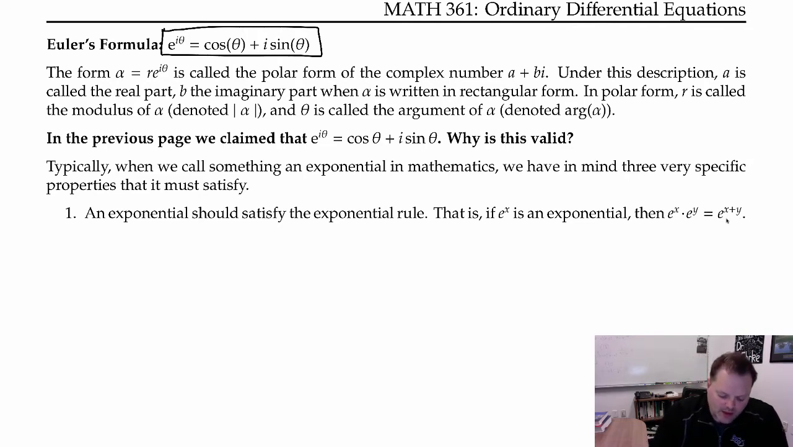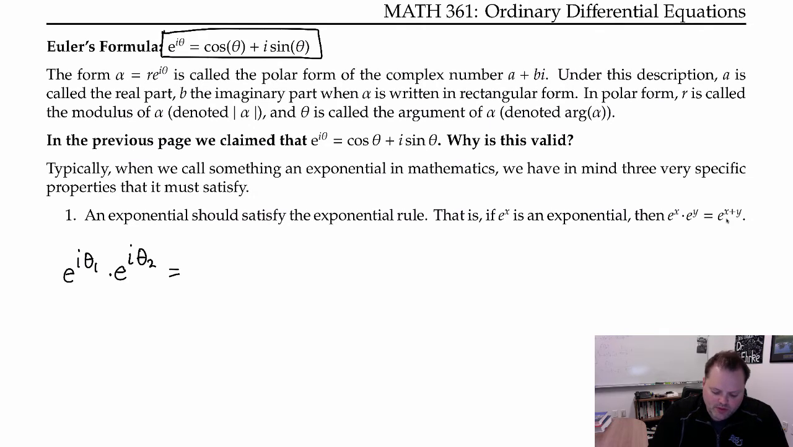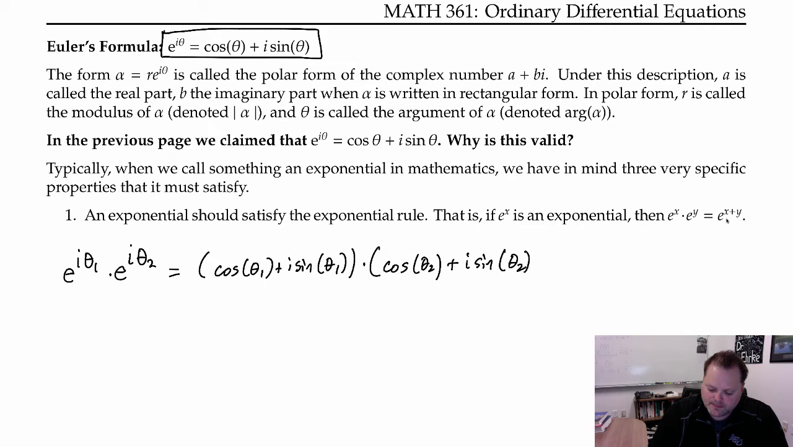So for example, if I had e to the i theta 1 times e to the i theta 2, we want to show that that's equal to e to the i theta 1 plus theta 2. In other words, you can add the exponents. That's one of the biggest properties that exponentials have. So based on Euler's formula, this would be cosine theta 1 plus i sine theta 1 times cosine theta 2 plus i sine of theta 2.